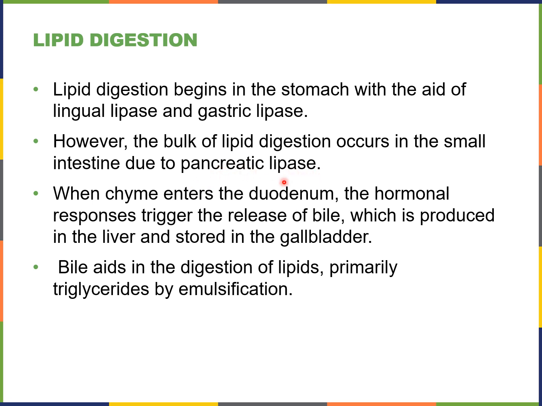When that chyme, that digested ball of food essentially, enters the duodenum of the small intestine, the hormonal responses trigger the release of bile that's coming from the liver, and it was stored originally in the gallbladder. And then that bile is going to aid in digesting those lipids, primarily triglycerides, by emulsification. Okay.